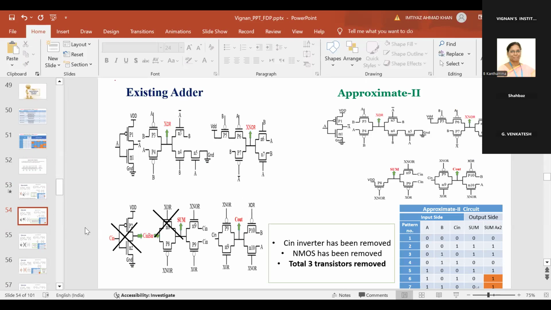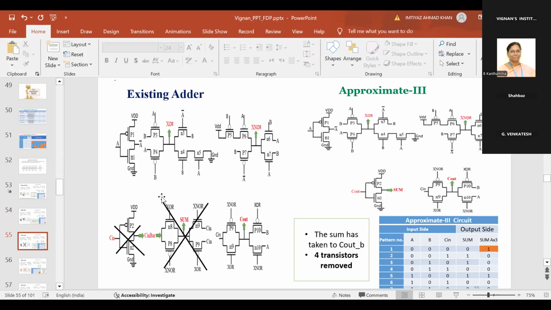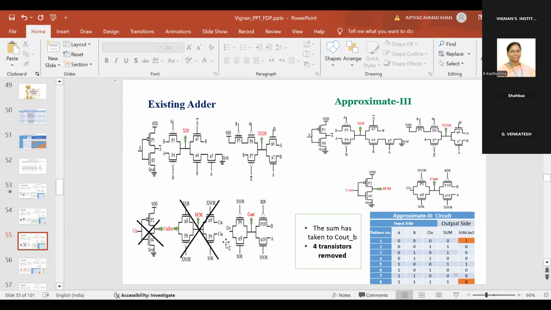And same if I remove the whole portion of sum, because I know sum has been taken from this side. I have taken sum directly from COD. Then I have two wrong values, this one and this one.